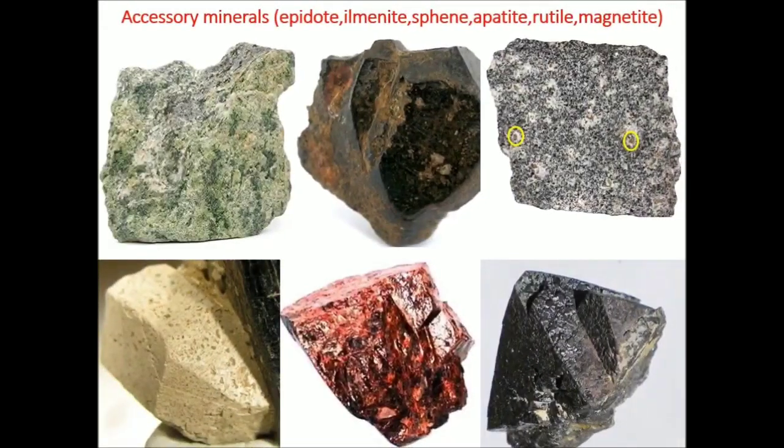Now the accessory minerals: on the top left epidote, on the top middle ilmenite, on the top right sphene, calcium and titanium rich silicates, an important mineral. Then the bottom left photo is of hematite, the bottom middle photo is of rutile, titanium oxide, and the bottom right photo is of magnetite. They are present as accessory minerals in igneous rocks.